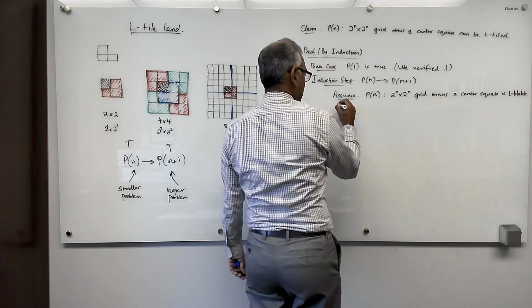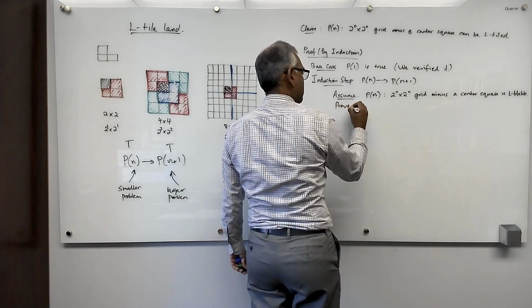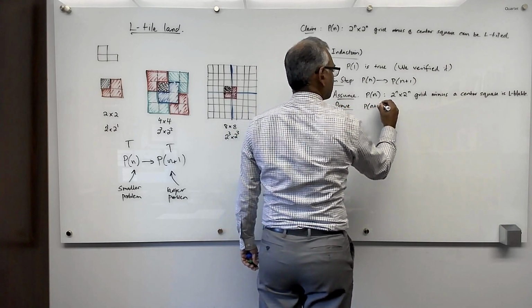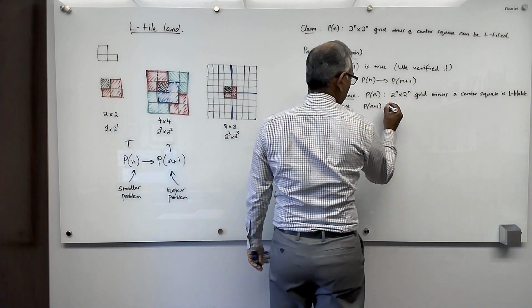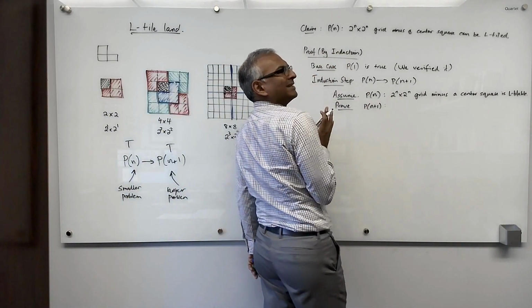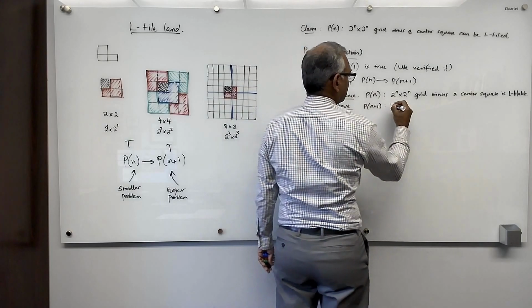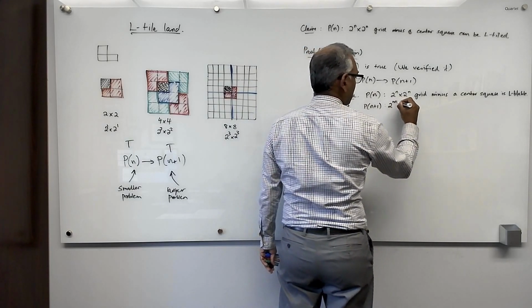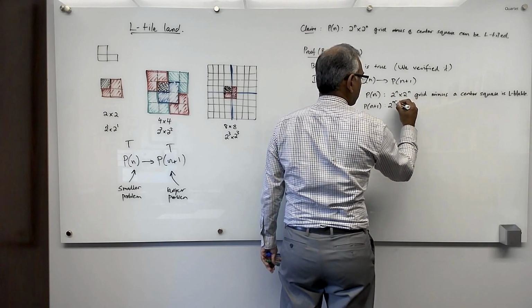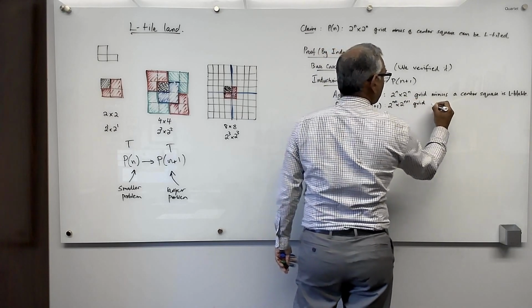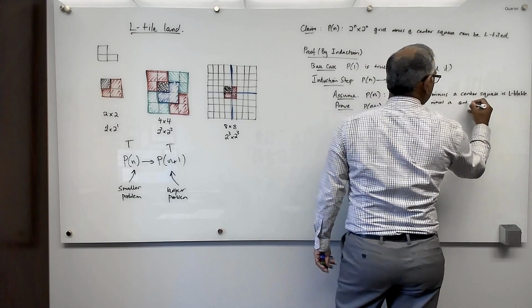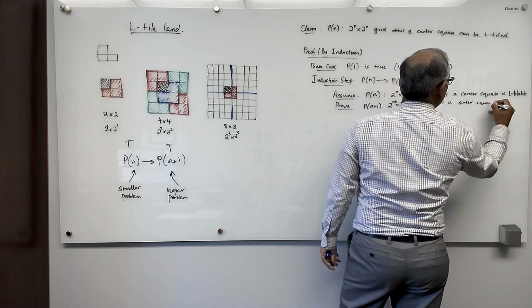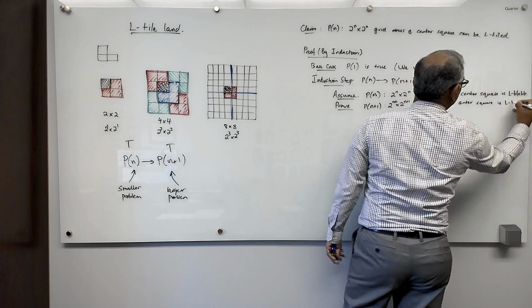Okay. And now we have to show or prove P of n plus 1. So this is the induction mechanics. To prove P of n plus 1, what is P of n plus 1? It states that the 2 to the n plus 1 by 2 to the n plus 1 grid, minus a center square, is L-tilable.